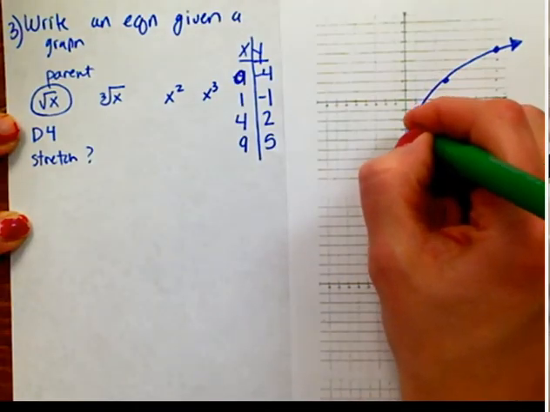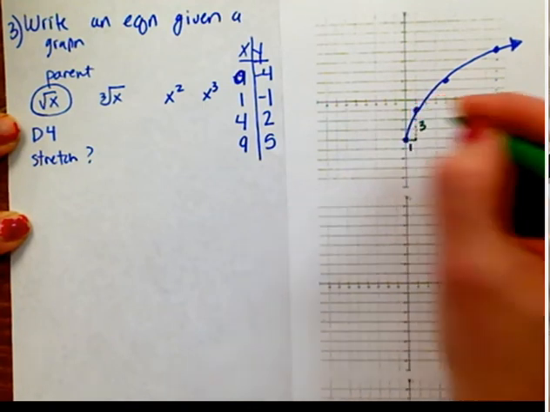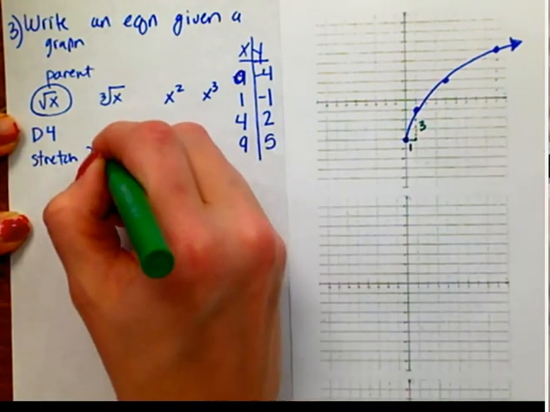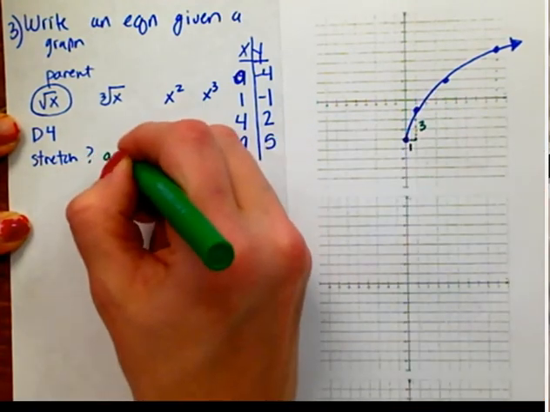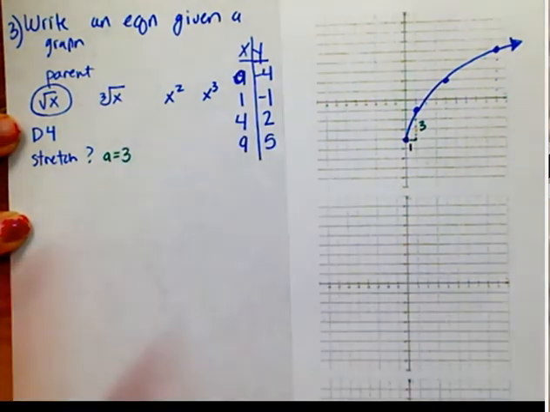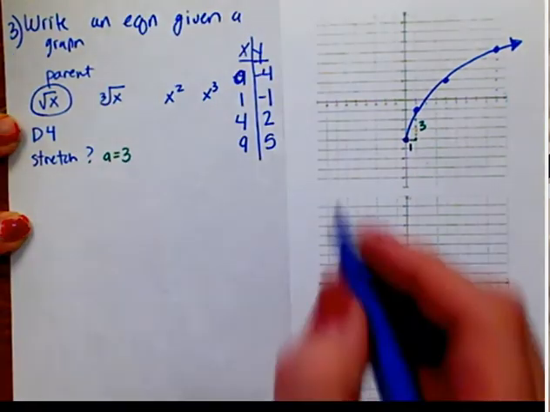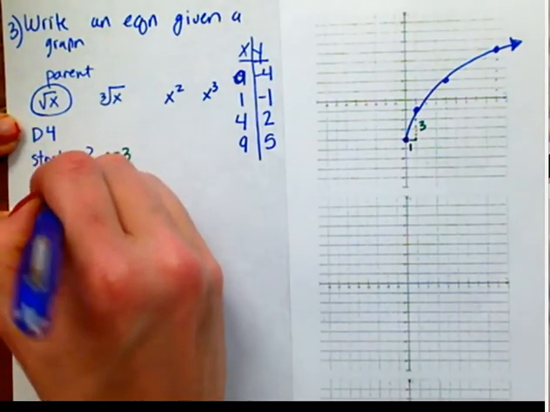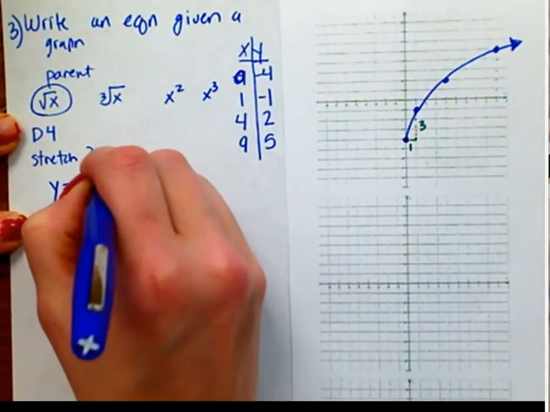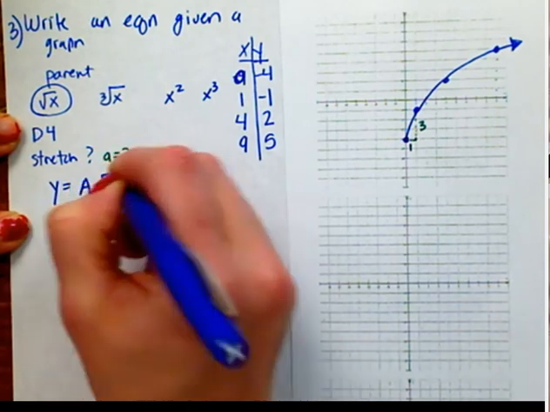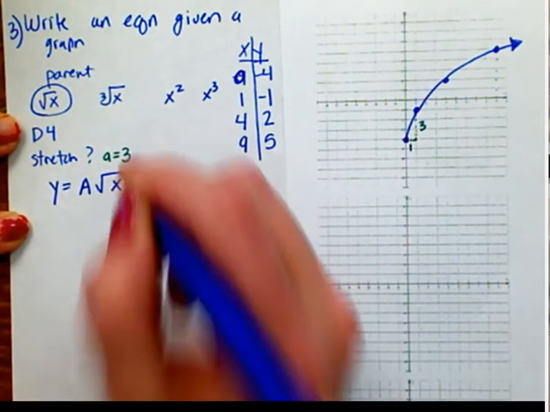1, looks like it's over 1 up 3. So I can guess that the A value is 3. Now, if you're not sure, I'm going to go ahead and show you how to do that algebraically. Okay, so let's set up the equation. Y equals A square root x minus 4.